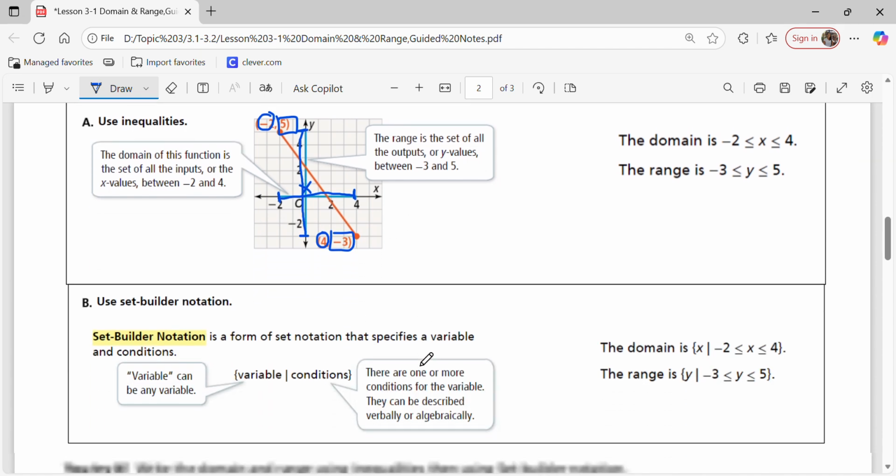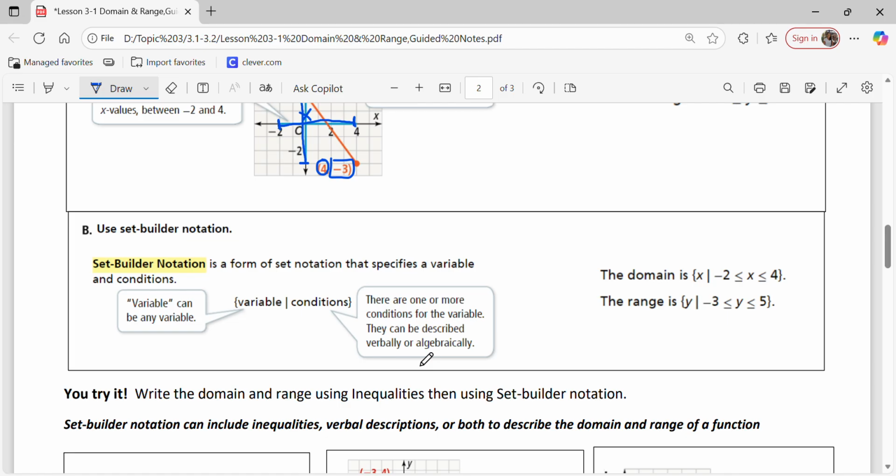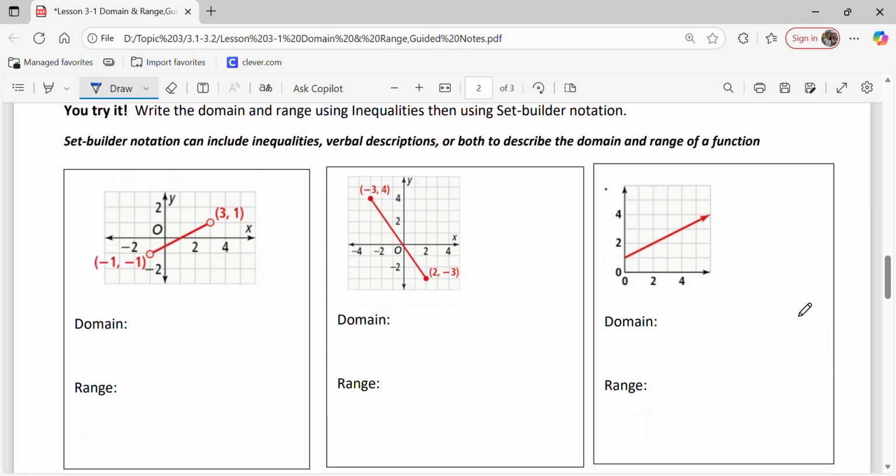And then writing it in set builder notation, it's a form of set notation that specifies a variable and conditions. So all values of x such that -2 is less than or equal to x, less than or equal to 4. My range, all values of y such that -3 is less than or equal to y, which is less than or equal to 5. So writing this in both inequalities and set builder notation. My domain for the first one here, -1 is my smallest x value, 3 is my biggest x.